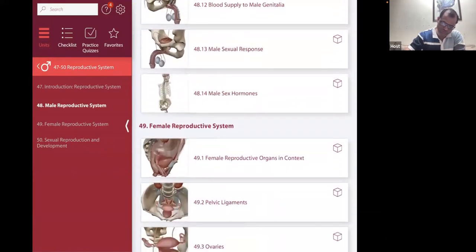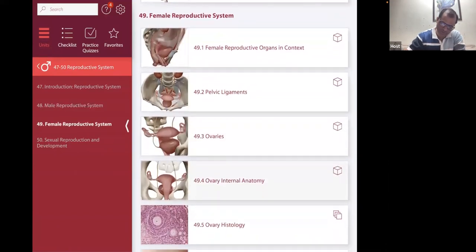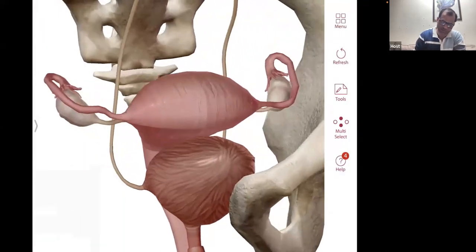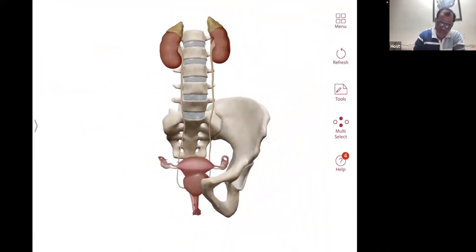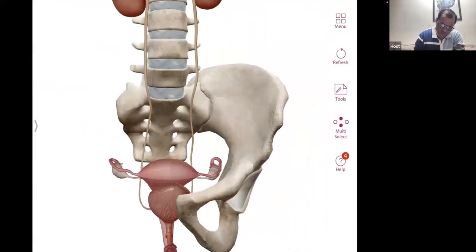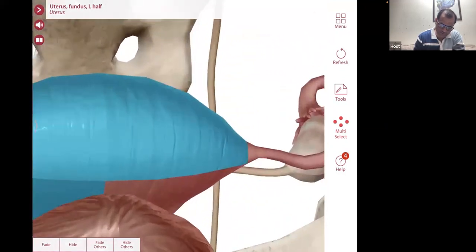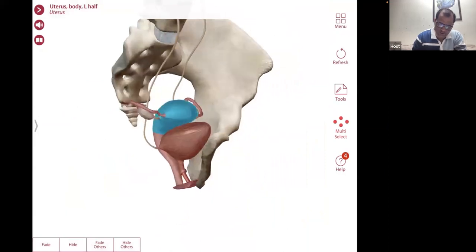So first look at here, look at the ovary here. Like we can see here, this is the uterus. This is the uterus, right? This is also the uterus, and this is the entire part of the uterus. And in front of the uterus we can see the urinary bladder.